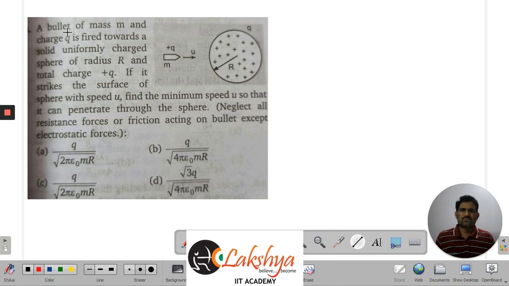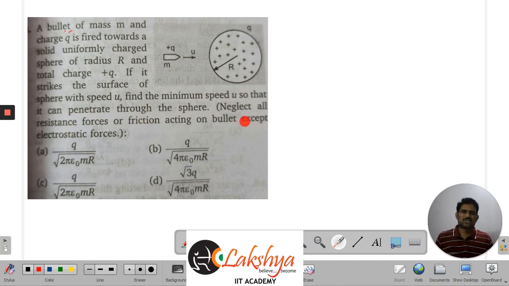So see this problem. A bullet of mass m and charge q is fired towards a solid uniformly charged sphere of radius r and total charge Q. If it strikes the surface of the sphere with the speed u, find the minimum speed so that it can penetrate through the sphere.